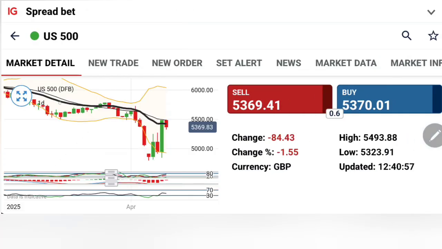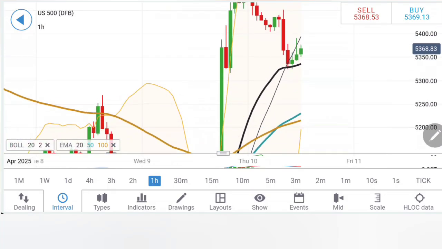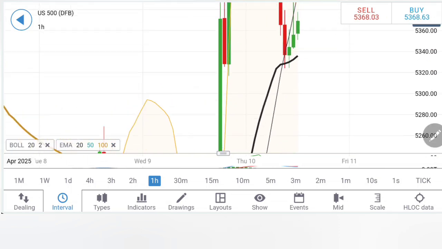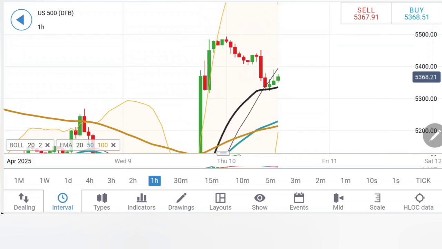Let's start first S&P, followed with Nasdaq, then Dow. Watch till the end. What's happening with S&P? It was trading with divergence from the 20 period. It has come down, taking the support from the 20 period, trying to bounce back. Now, very important for S&P to trade below 5320. That is the level below which you can say now the bears will take over.